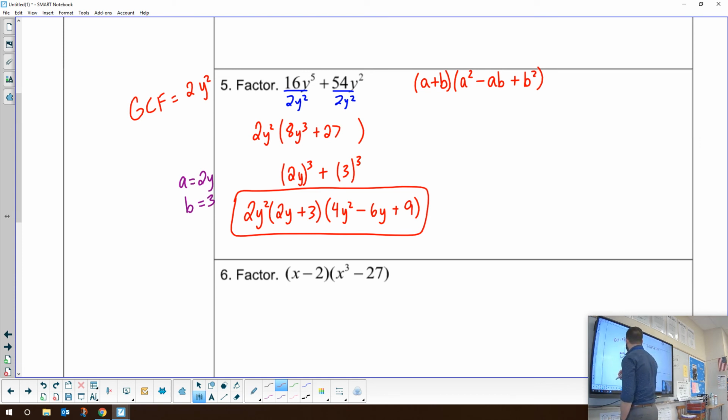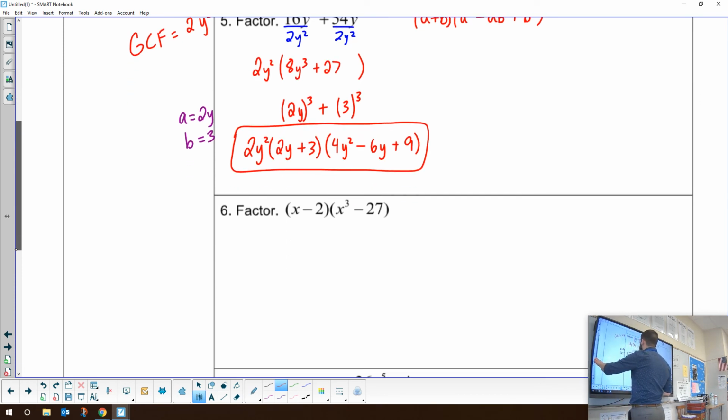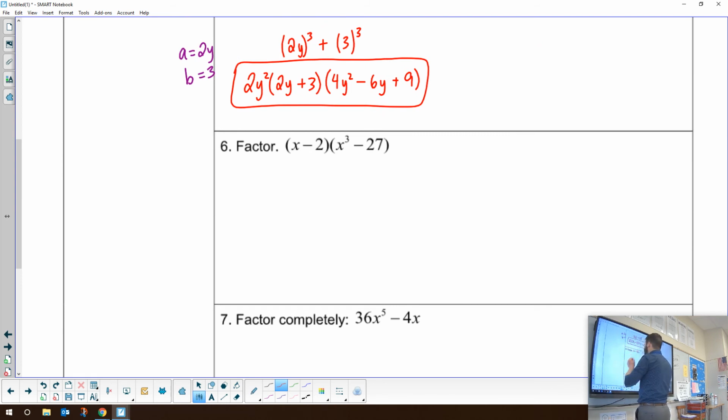Now let's try number 6. Look at this. Number 6, we already have something out in front. Well, I can't factor that anymore, so we're just going to ignore it and leave it out in front. However, we also have this x cubed minus 27, and I can do something with that. We're going to leave this x minus 2 out in front, and this x cubed minus 27, remember, that's x cubed minus 3 cubed, like that. And so that means my a is x and my b is 3.